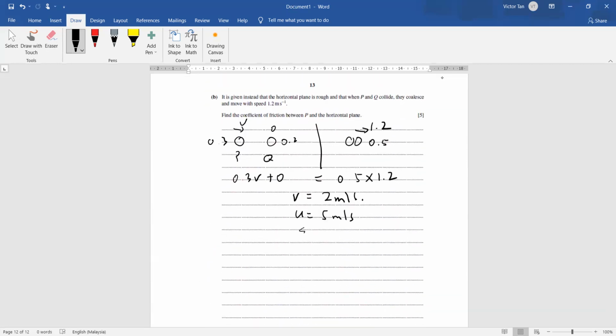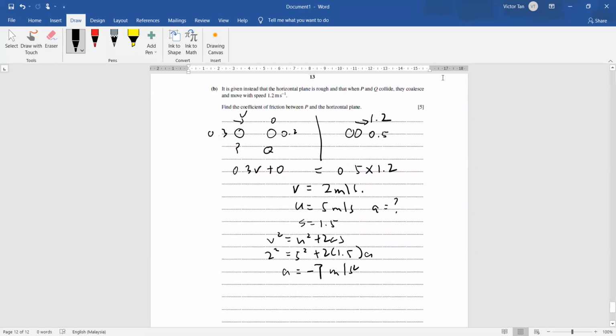Displacement is 1.5, and you want to find the acceleration. So you use v squared equals u squared plus 2as. So 2 squared equals 5 squared plus 2 times 1.5 times a. 21 over 3, so a is minus 7 meters per second squared. So now you have the acceleration.